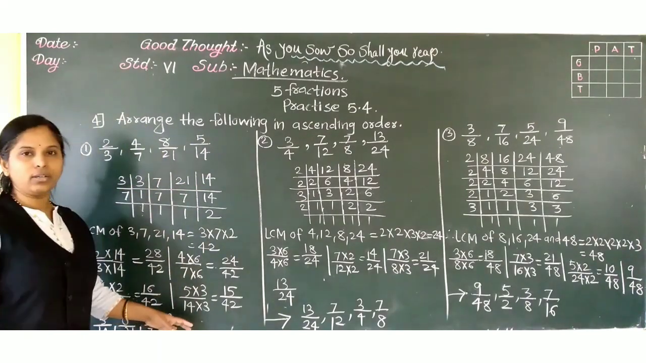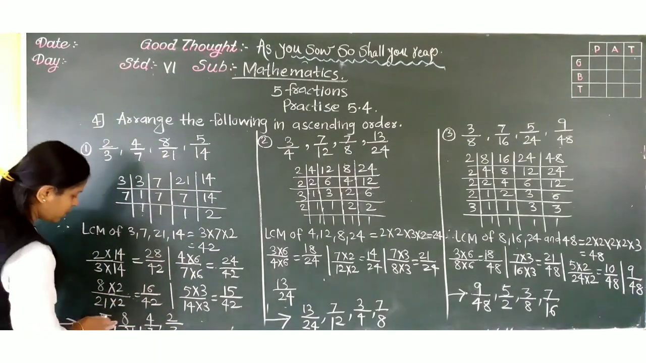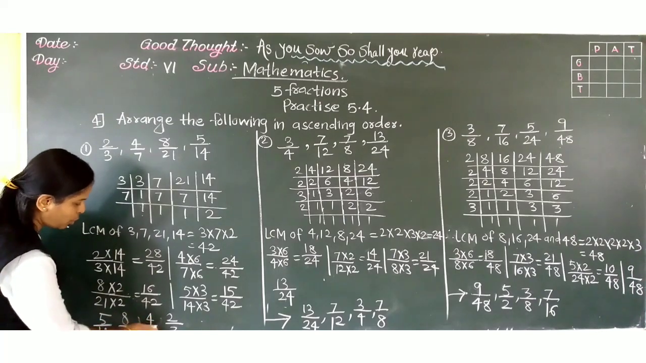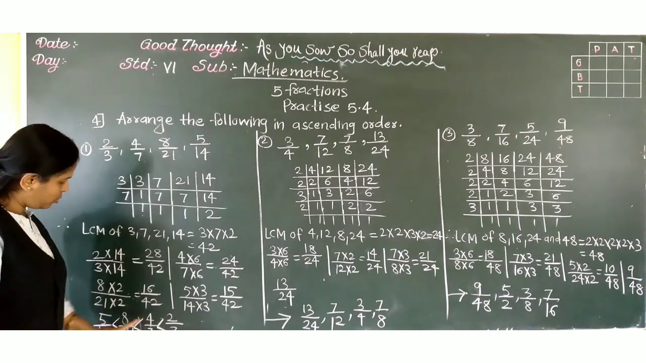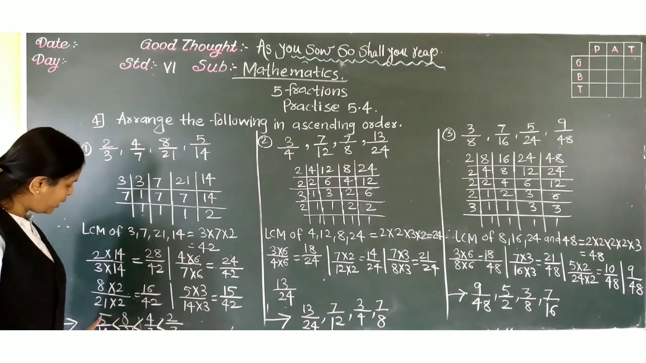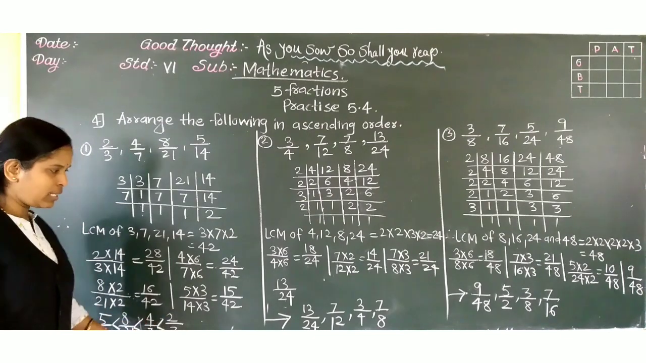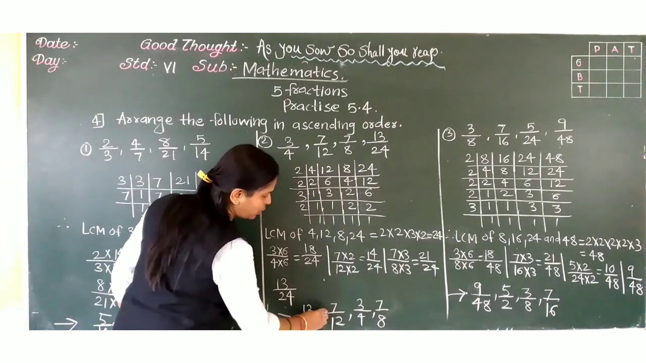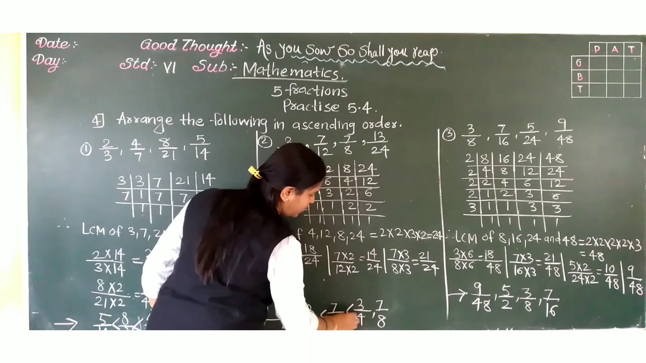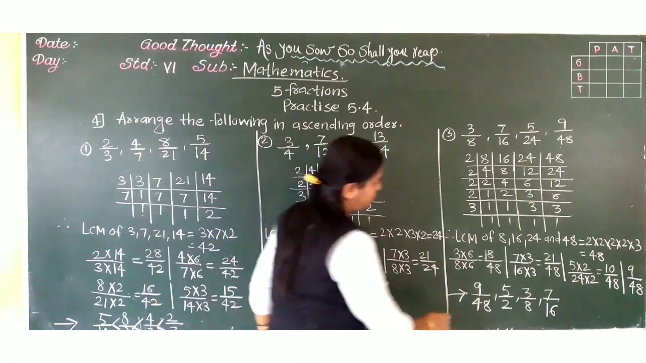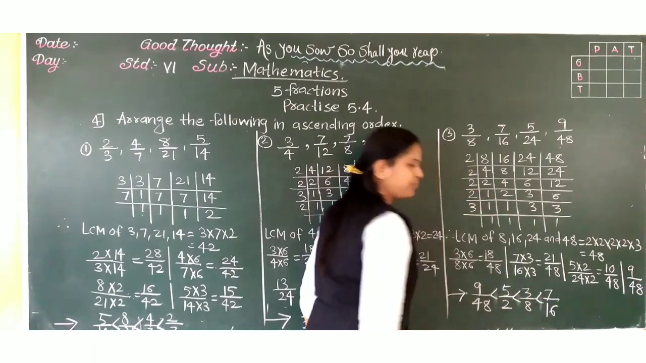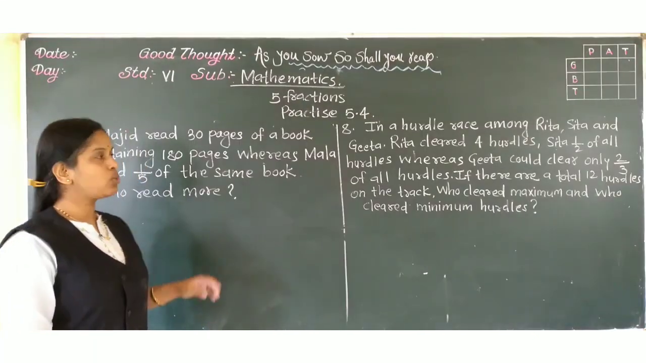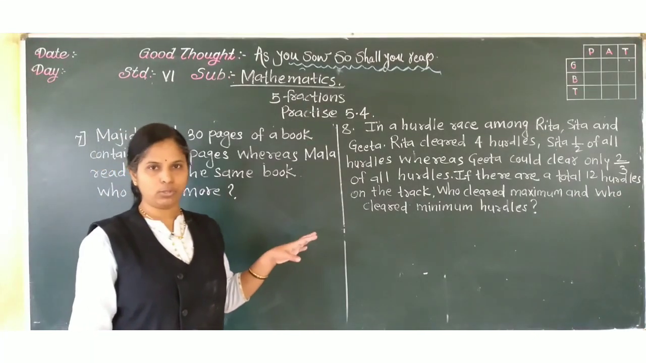So this ascending order is there, no? So here you can show these signs also. Means 9 upon 48 is less than 10 upon 48, and this is less than this, like this. Everywhere we can show these signs. Okay. As it is the ascending order. Okay. See students, question number 5 and 6 you will have to solve.